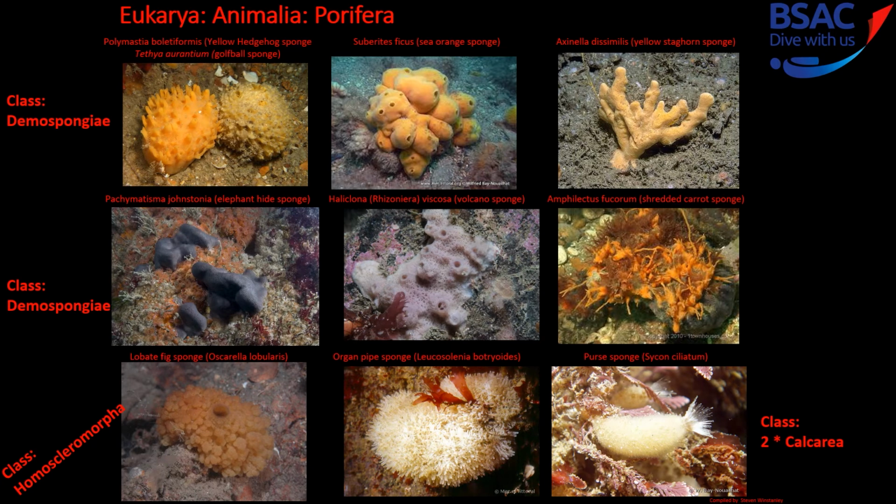Calcareous sponge is characterized by skeletons composed entirely of calcium carbonate spicules, which are internal needle-like structures. Calcareous sponges mainly occur on rocky bottoms in temperate shallow waters. They're usually dull in colour.